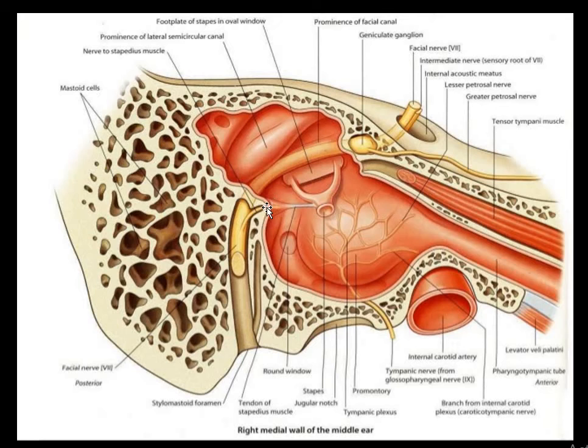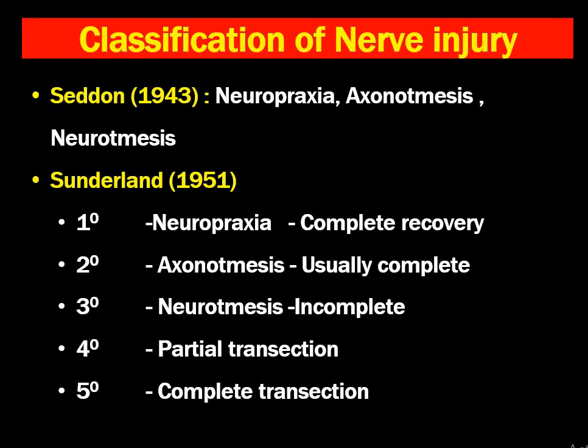And this is the pyramid, and the facial nerve lies posterior to the pyramid. And this is the stylomastoid foramen. The facial nerve exits through the stylomastoid foramen. How to classify facial nerve injuries?